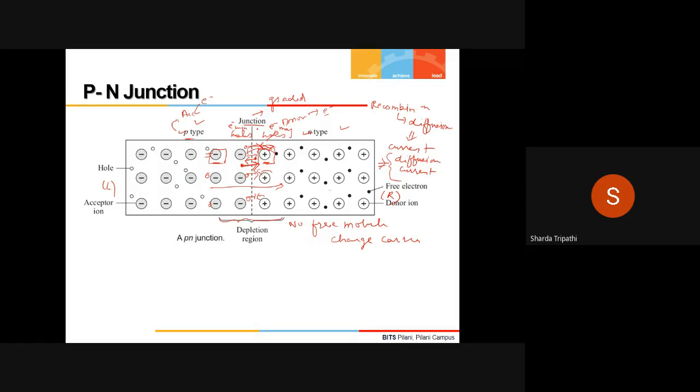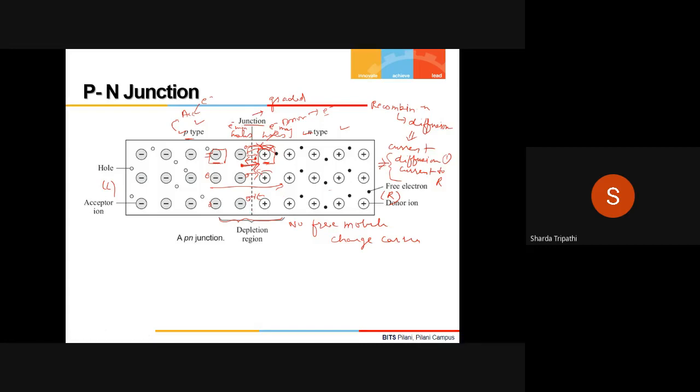So due to the process of diffusion, the diffusion current starts flowing across this PN junction, and the direction of diffusion current is towards the right side of this PN junction. So this is the first type of current that you will find in the PN junction.